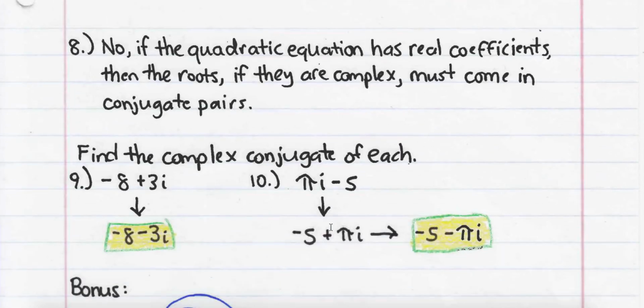The question for 8 was, if I have a quadratic equation with real coefficients, and one of my roots is complex, does the other one have to be complex? Or can I have a quadratic equation with real coefficients that has only one complex root? That was the question. And the answer is no. If the quadratic equation has real coefficients, then the roots, if they are complex, must come in complex conjugate pairs. So that means one of them has to be a plus bi, and the other one has to be a minus bi.